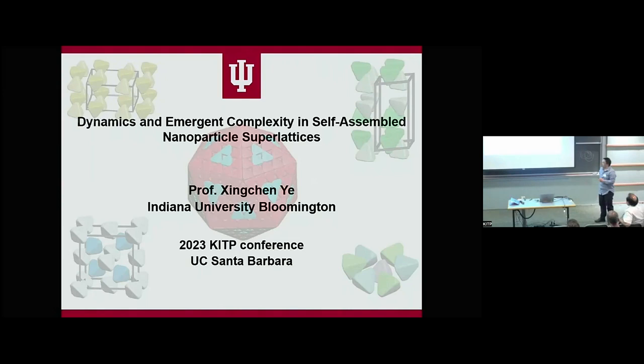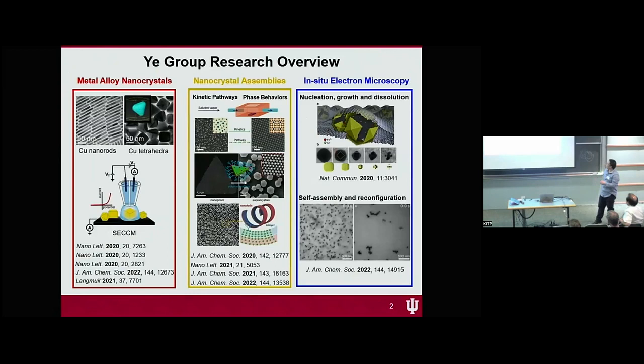Before I begin, I would like to use one quick slide to provide an overview of what my group does. We are a relatively young group. I started there in 2017. Right now, we have three areas of research focus. Number one is on metal alloy nanocrystals. We are primarily interested in non-noble metal-based nanocrystals such as copper and nickel for catalytic applications.